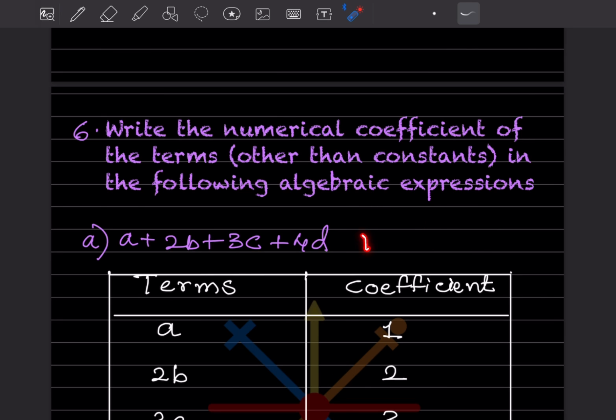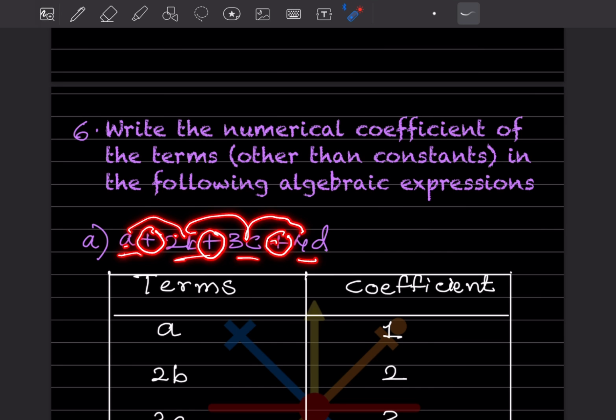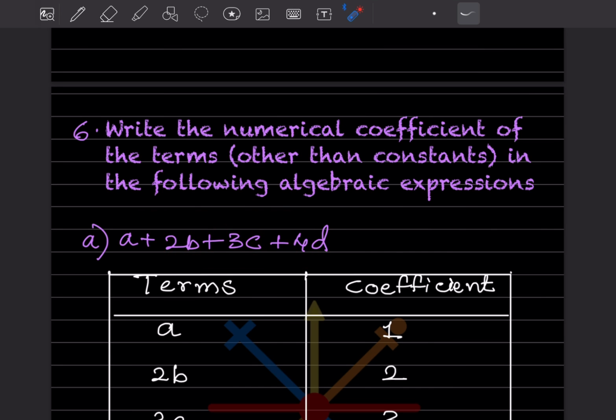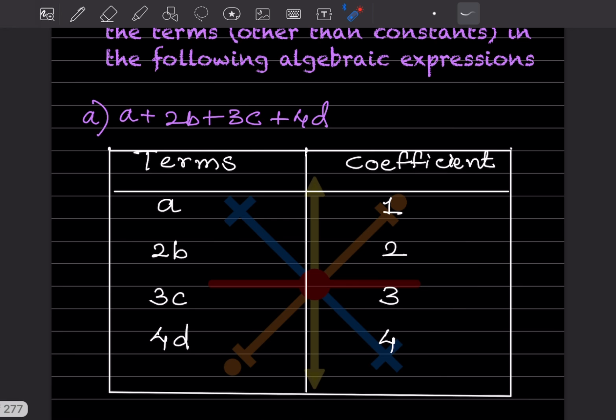So now this is the algebraic expression given. There are 4 terms in it. The plus is the bridge between these terms; this acts as a bridge. Now we'll take this as the first term. I've written here the terms and the coefficient. So these are the terms that I've written over here.